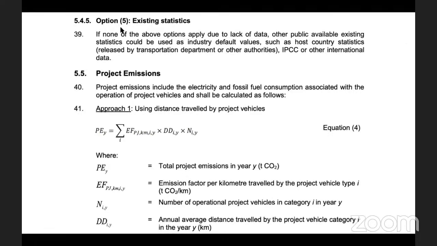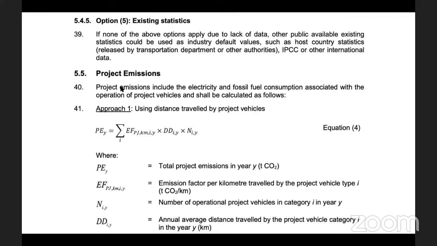Option 5, existing statistics. If none of the above options apply due to lack of data, other publicly available existing statistics could be used as industry default values, such as host country statistics released by the Transportation Department or other authorities, IPCC or other international data.